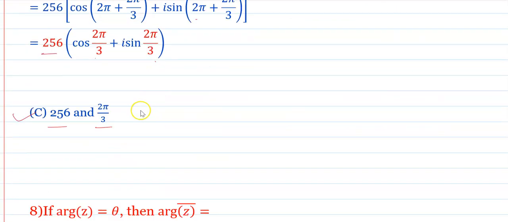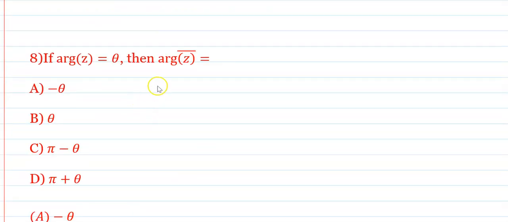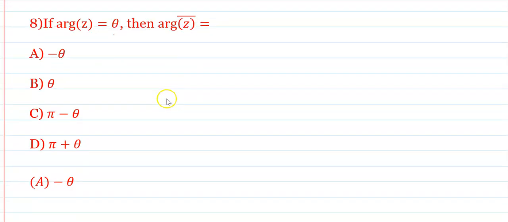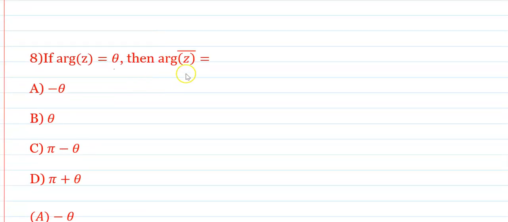Now here is the next. If the argument of z is equal to theta, then what about the argument of z bar? The argument of z bar is minus theta.